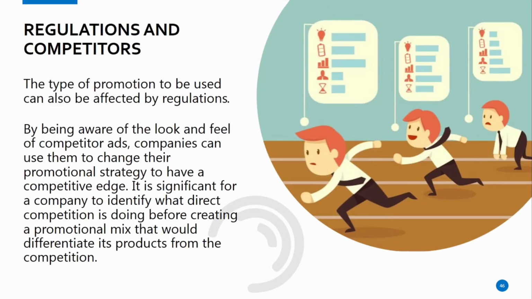Regulations and competitors. The type of promotion to be used can also be affected by regulations. An example product for this is tobacco. According to Republic Act number 9211, promotion and display of advertising materials for tobacco is only allowed at points of sale, but definitely not in the media. Moreover, cigarette packs are required by law to carry explicit warnings about the health risk smoking can bring.